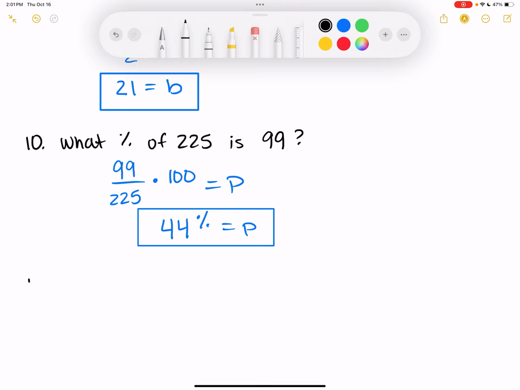What number is 18% of 150? Anybody know how to set this one up?